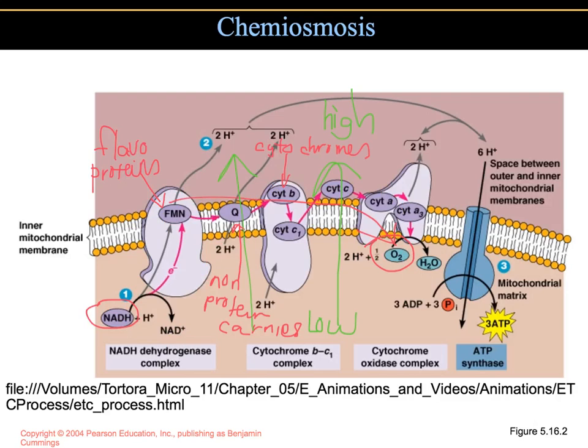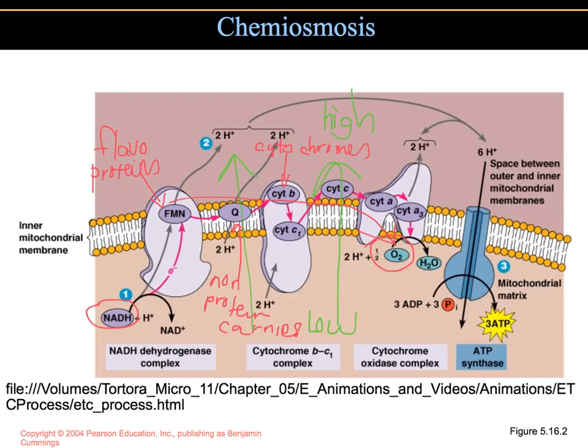And the way that it gets energy is once again through the fall of the electrons down to oxygen. As the electrons get passed from one protein to the other within the inner mitochondrial membrane, the energy that's released is going to be used to pump the hydrogen ions against the concentration gradient.